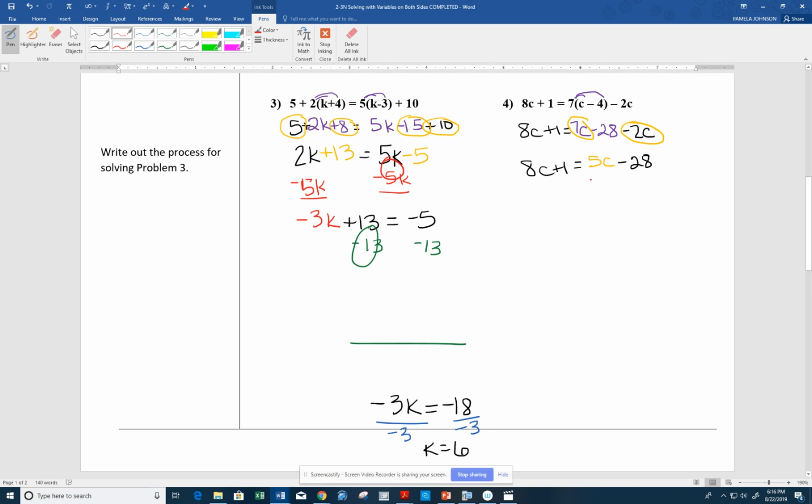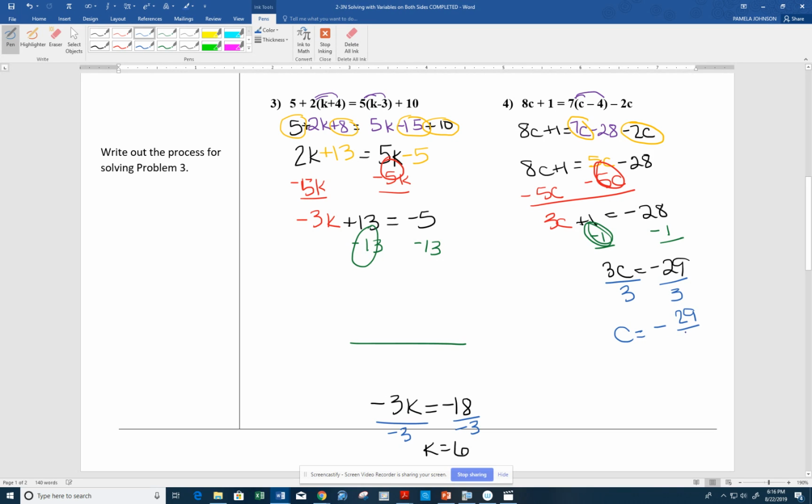Now we can subtract 5c from both sides. Those will zero out. We'll have a 3c plus 1 equals negative 28. We'll subtract 1 from both sides. These will zero out. We will have a 3c equals negative 29. Okay. And our last step is to divide. So we're going to divide this. Get c equals negative 29 over 3.